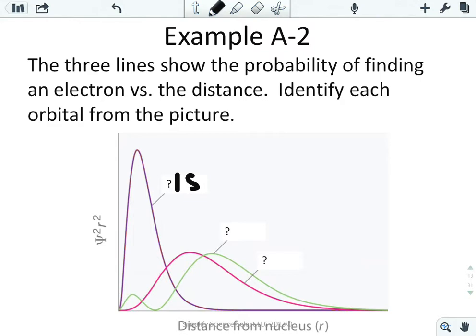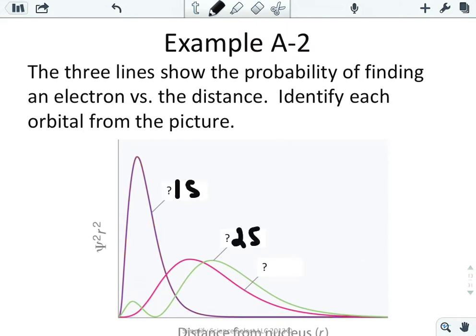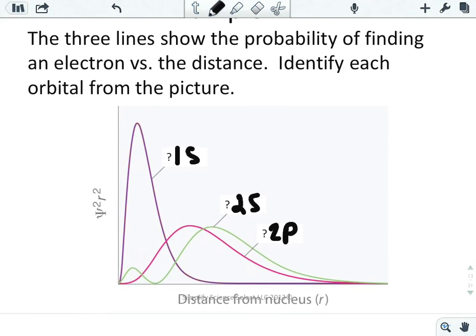There's a decent chance. We see there's a little bump right here, so that green line is going to be our 2s. And then we see right here, the red line will give us our 2p, just because of the distance from it, as we know it's very close to the nucleus, and there's a high probability for each of those.